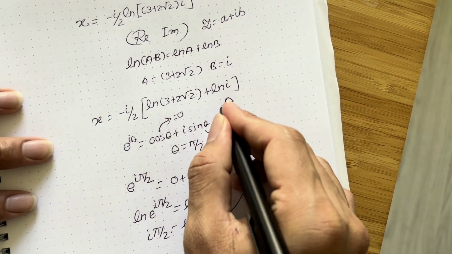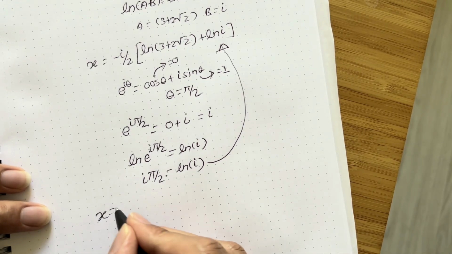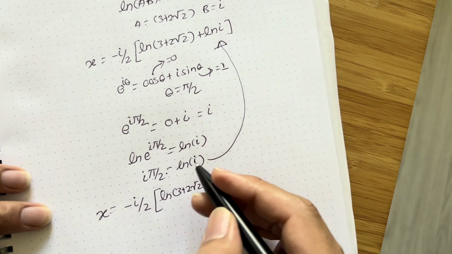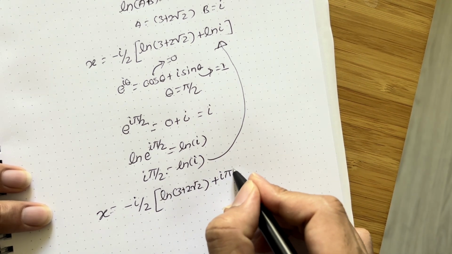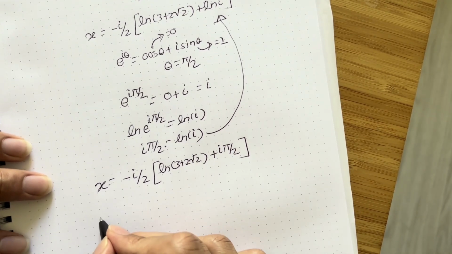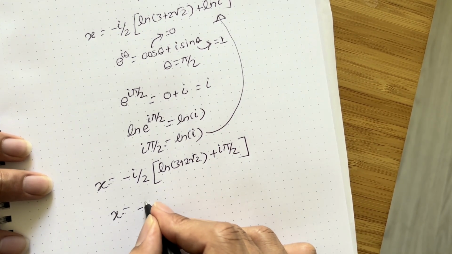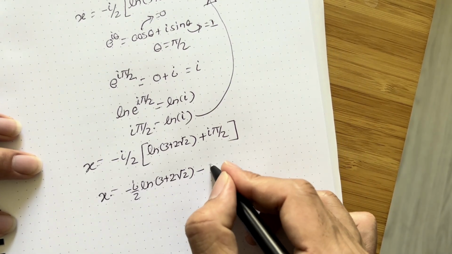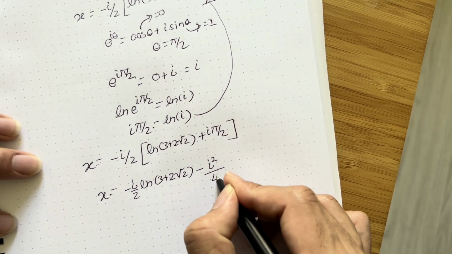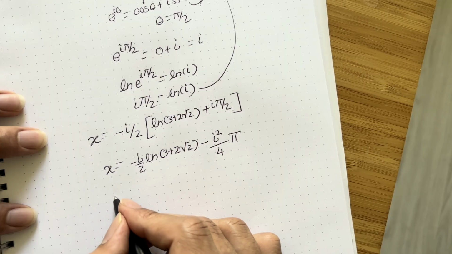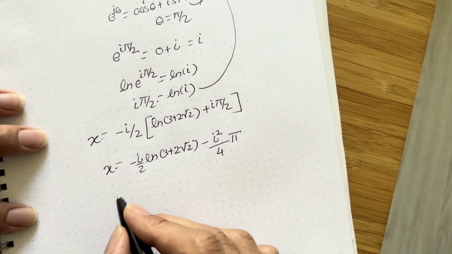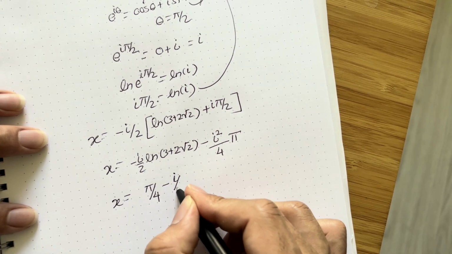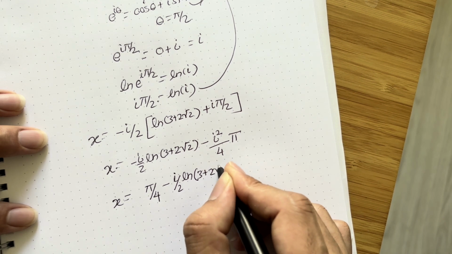Now we put this back here. What do we have? x equals minus i by 2 ln of 3 plus 2 root 2 and ln of i is i pi by 2. Then we multiply internally. x equals minus i by 2 ln of 3 plus 2 root 2 minus i into i, which is i square, divided by 2 into 2, which is 4, pi. And i square is minus 1, so minus 1 into minus gives plus. So x will finally be pi by 4 minus i by 2 ln of 3 plus 2 root 2.